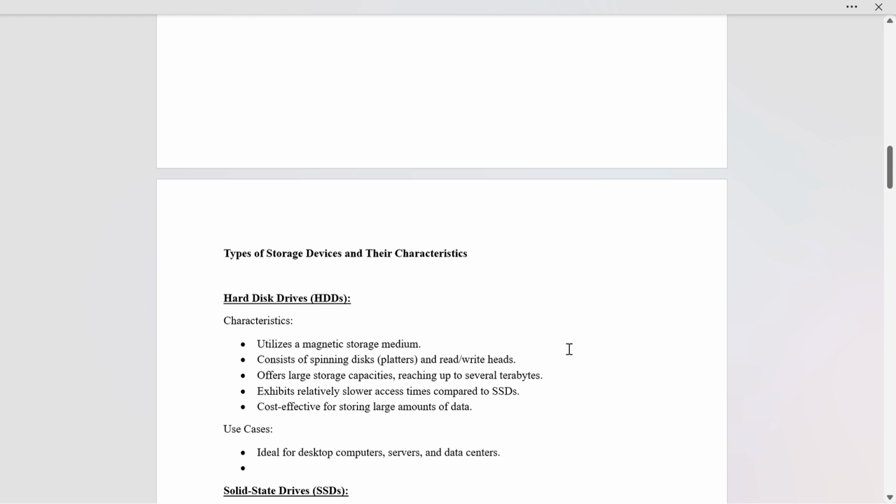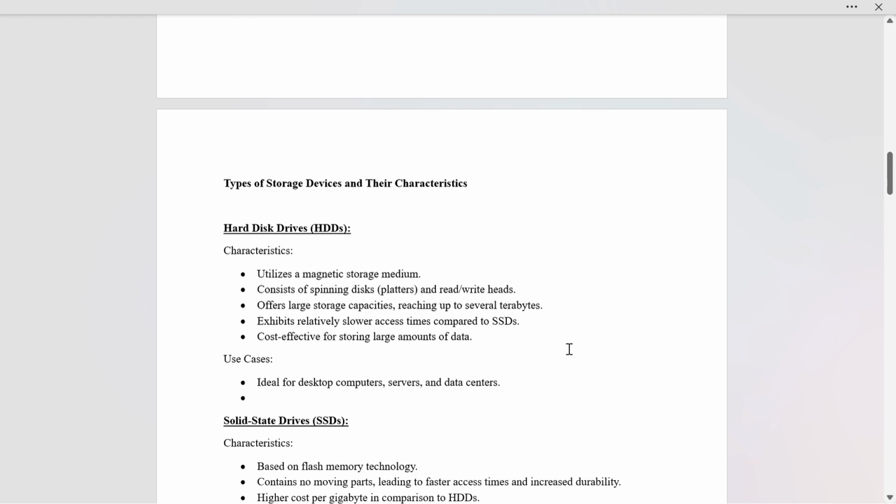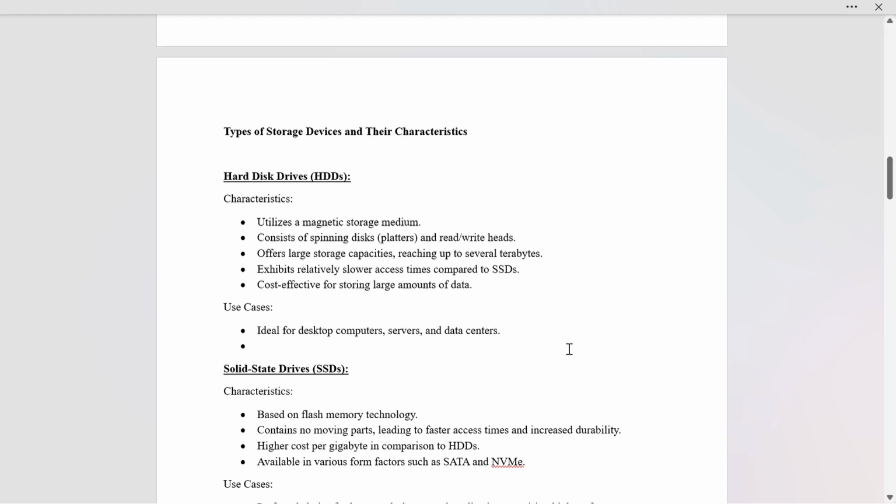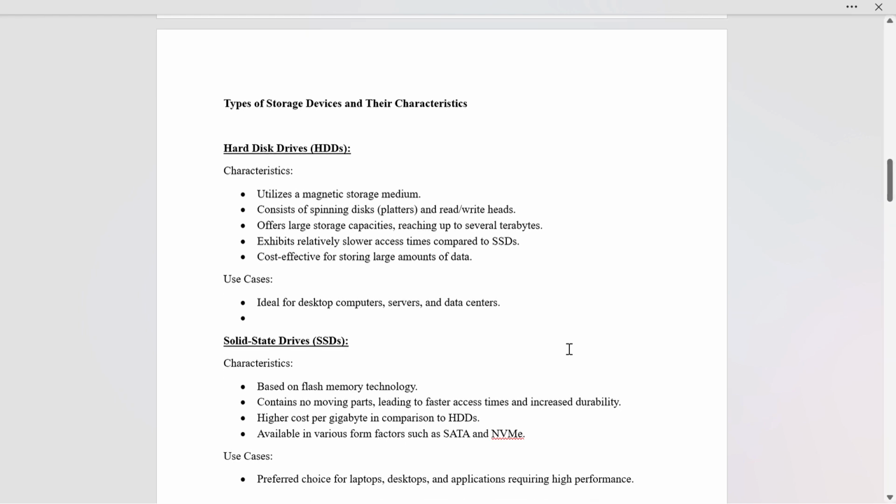Types of storage devices and their characteristics. Hard disk drives, HDD, utilize magnetic storage medium, consist of a spinning disk and read and write heads, offer large storage capacities reaching up to several TB, exhibit relatively slower access time compared to SSDs, cost effective for storing a large amount of data. Use case: ideal for desktop computers, servers, and data centers.